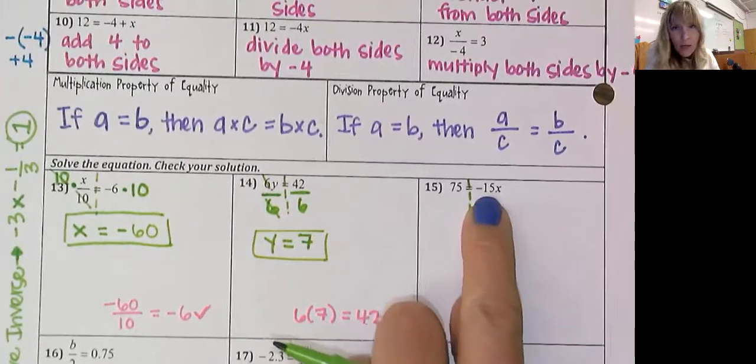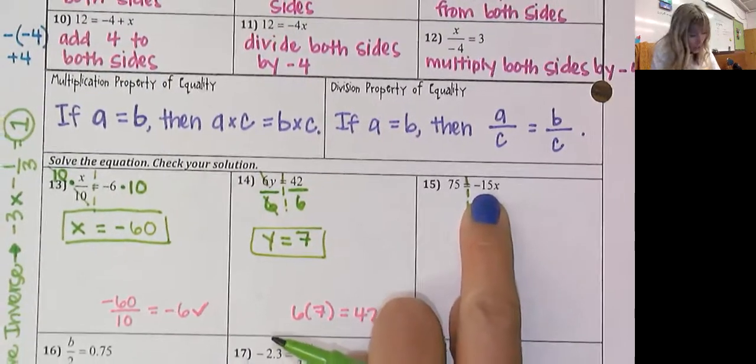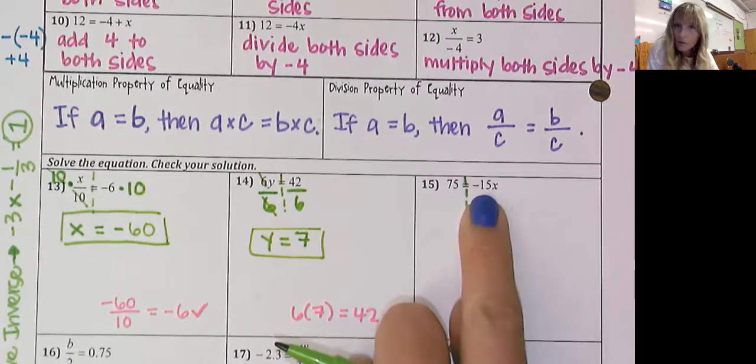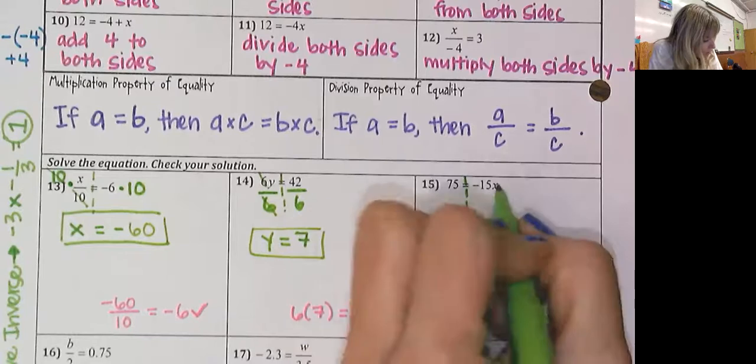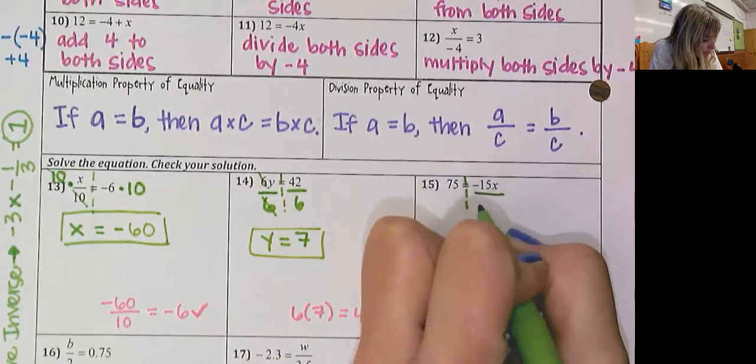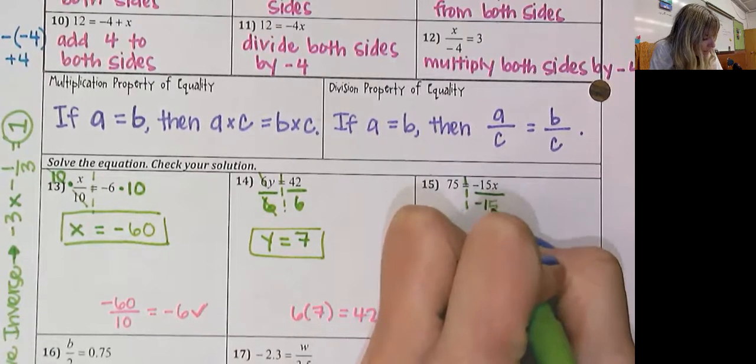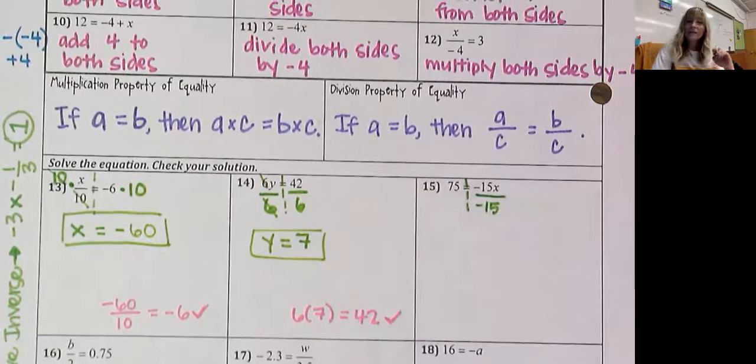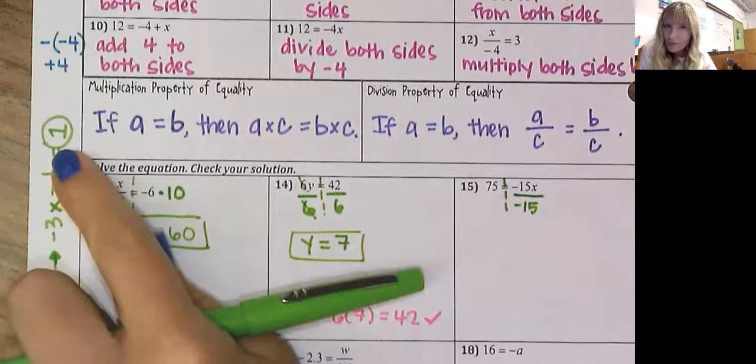What are they doing to the variable? Multiplying it by negative 15. So if they are multiplying by negative 15, what are you going to do? You are going to divide by negative 15. Why is it so important here that you divide by negative 15? Well, back here we talked about what are we trying to turn it into?